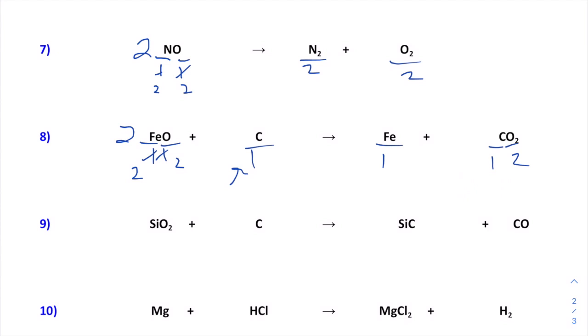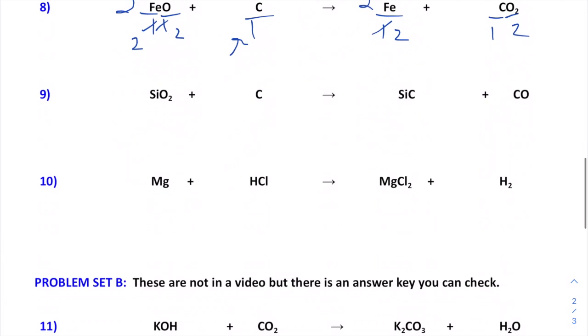And now I've got to double check my Fe's. So there's 2 Fe on the left now and only 1 on the right. But that's okay. I'll just put a 2 in front here. And now we're good. Okay, 2 more to show you. And then on problem set B, you can try on your own.